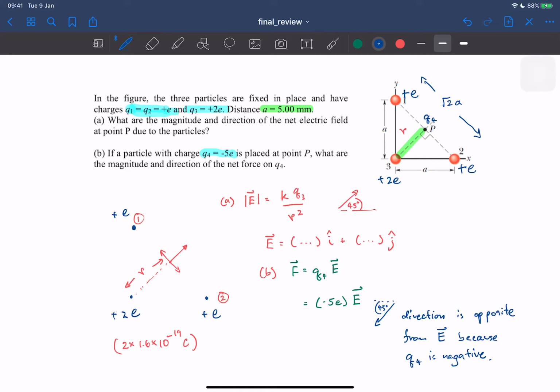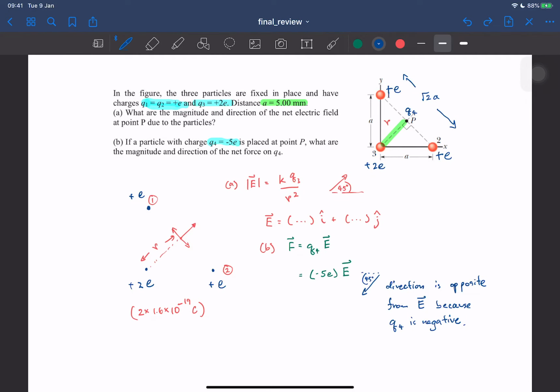So this problem is a nice demonstration of why we use electric field most of the time, right? Because if you change Q4 from this value to another value, you don't need to recalculate everything, right? Because no matter what charge you put here, the electric field is going to be the same. All right, so once you figure out the number, then that's going to be the answer for this question.